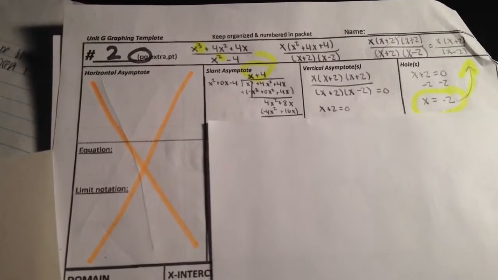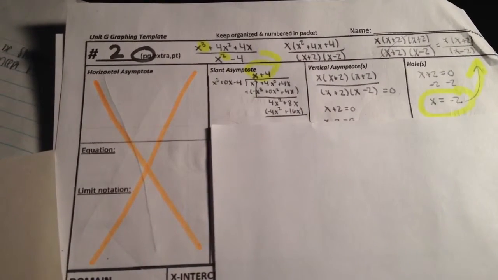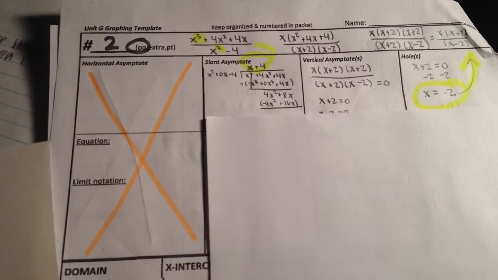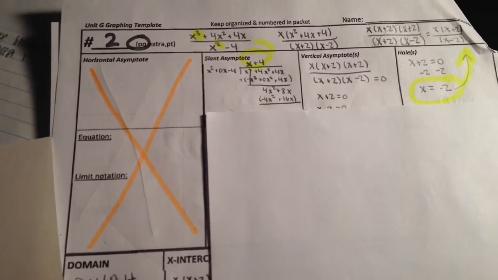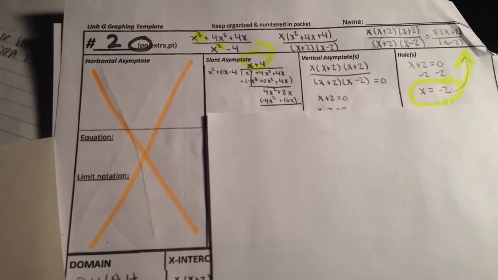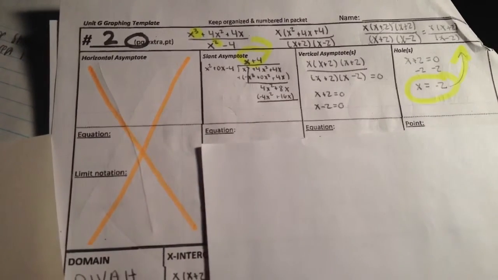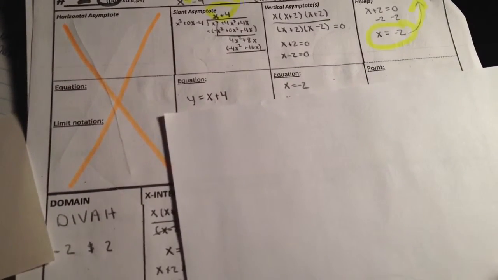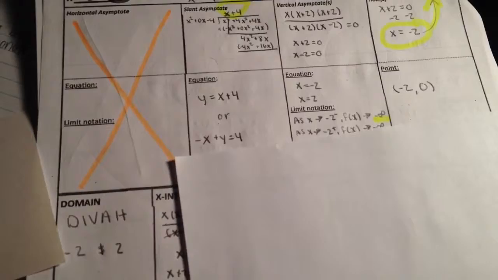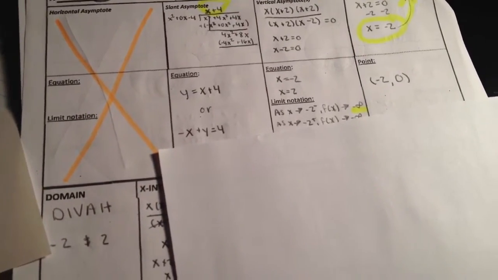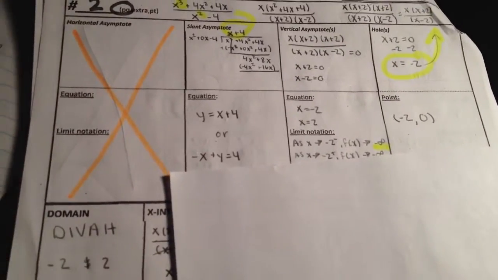From there you're going to have to use long division to get it to the y equals mx plus b form. Everything but your remainder is now the equation of the slant asymptote. The equation is going to be y equals x plus 4, or in standard form it's going to be negative x plus y equals 4.